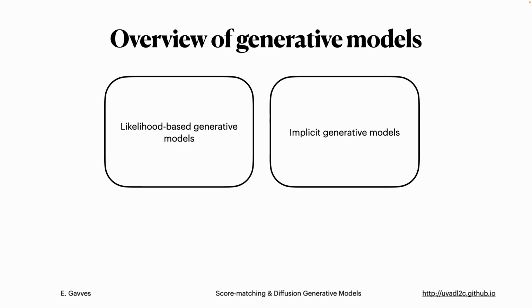We haven't discussed in this module implicit generative models like GANs. I assume that you did this in Deep Learning 1. Either way, GANs are not super popular right now, but I'm sure you know about GANs in general, right? So how they work.